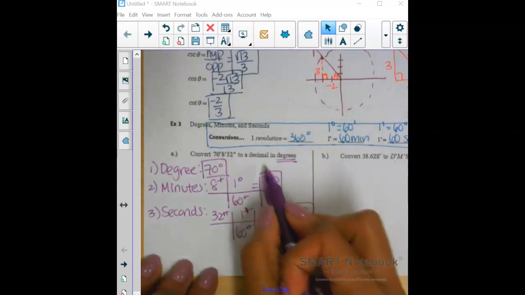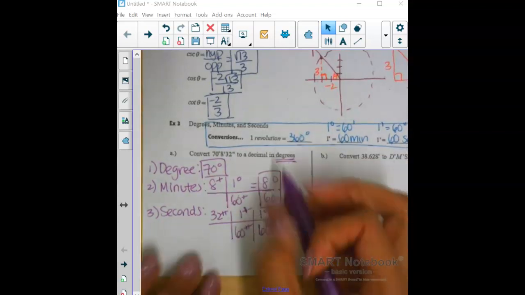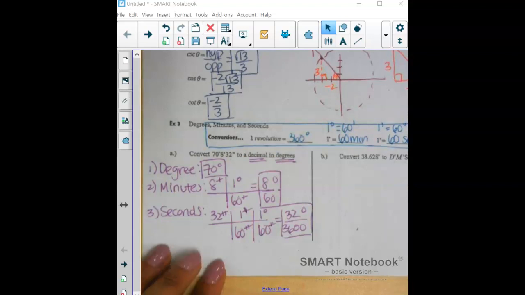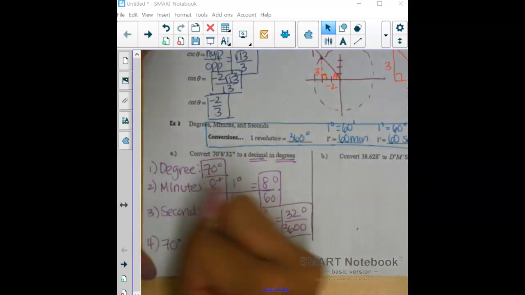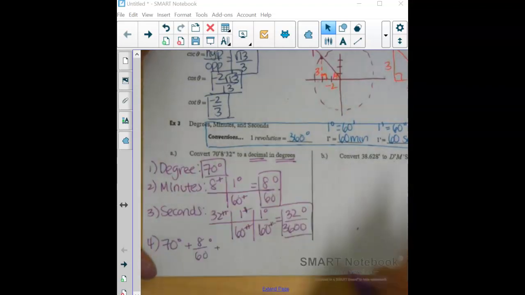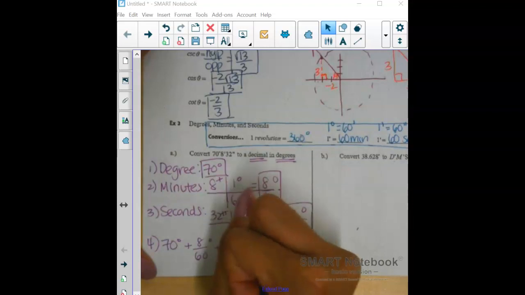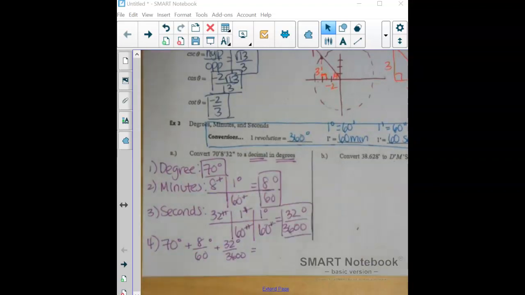Remember, the problem said that you want your answer with a decimal in degrees. So my last step is I'm going to use a calculator, and I'm going to literally just add 70 degrees plus 8 over 60 degrees plus 32 over 3,600 degrees. It doesn't matter what form your calculator is in for this because you're just calculating a value. You're not using trig to find an actual degree. This is just giving you the degrees in a decimal form.